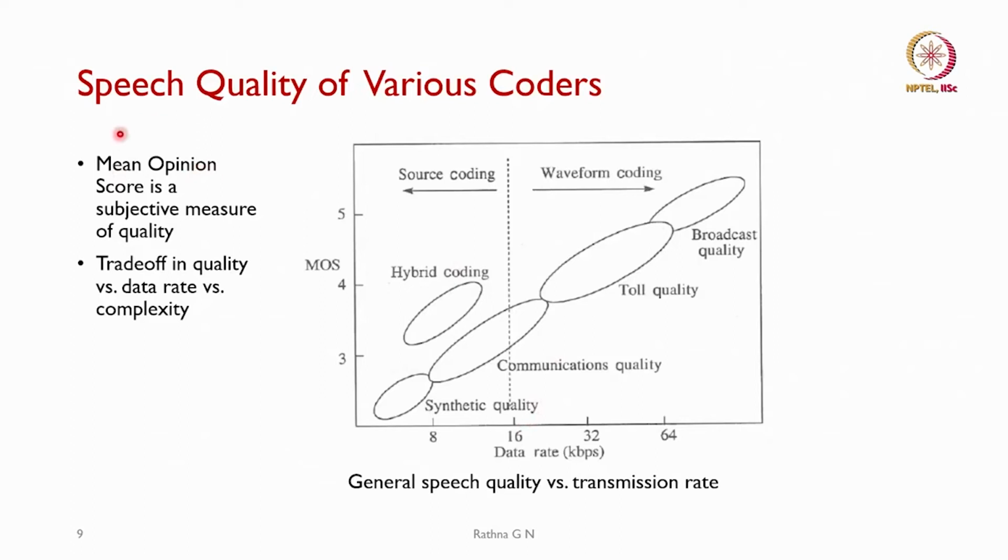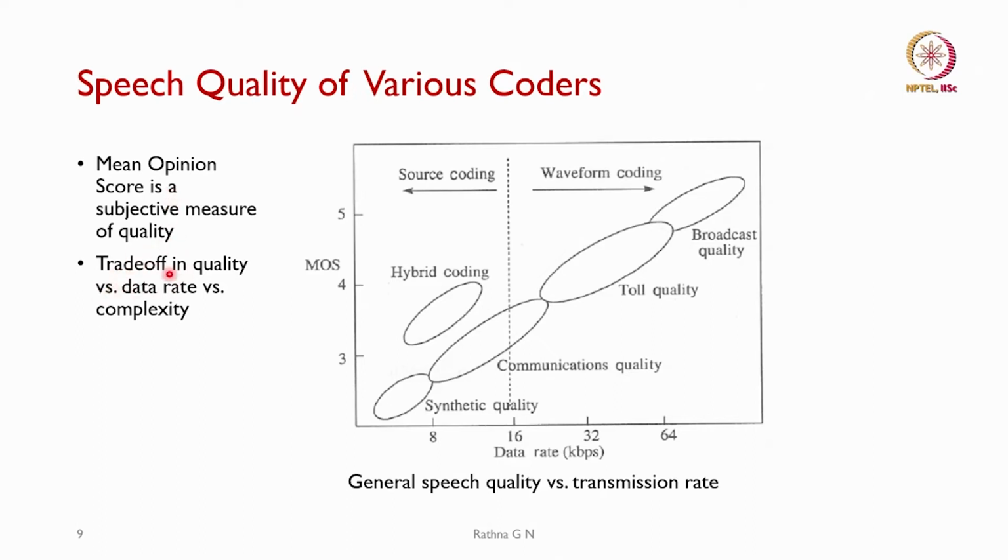The quality of speech with various coders is shown in this diagram. Usually what we use is the mean opinion score. It is a subjective measure of quality: we generate the speech and then call people to evaluate whether they are able to identify the voice, whether it is a male or female voice, and what sentence has been uttered, if it is sentence generation. We then ask for their opinion and calculate the mean opinion score from the different characteristics of the people when they evaluate it.